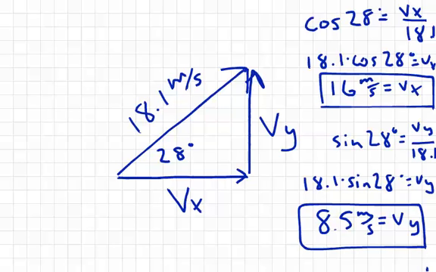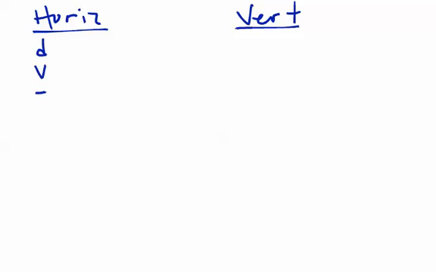Alright, so now that we found Vx and Vy, we're ready to move on to the next part of the problem, which is how much time will the ball be in the air before it hits the ground? To do this, we need to split our problem into a horizontal part and a vertical part. So we just write horizontal, and we write vertical, and we're going to fill in our information. We remember that horizontally we have constant velocity. So there's d, v, and t. Vertically we have acceleration, so we're going to use all 5 of our variables, v naught, v, a, d, and t.